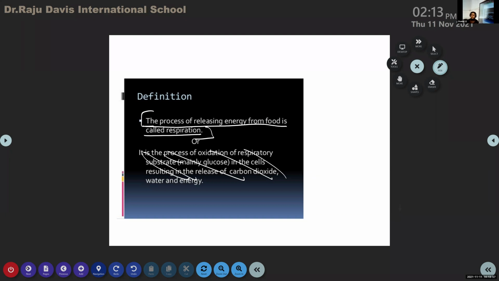Cells are inside our human body, or in every organism. We know that these are microscopic particles which are present inside the human body. Then how do the cells get oxygen?